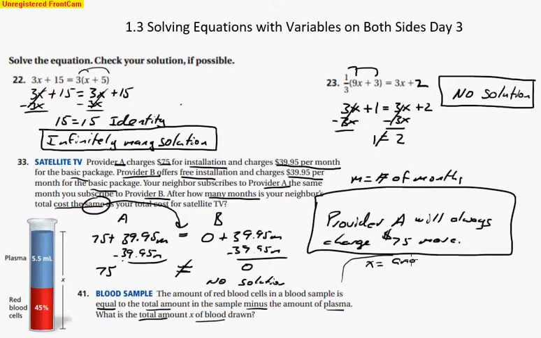And then we're going to go ahead and set up our equation. So x, and then it says minus the amount of plasma. Alright, here's the amount of plasma right here. Minus 5.5. And then it says is equal to the amount of red blood cells. Red blood cells right here, 45% of x. So 0.45x. And so I've got the total amount of blood drawn is everything, the red blood cells and everything else.